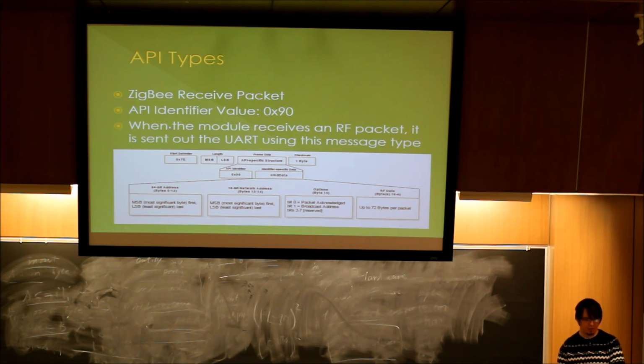And yeah, so the receive packet contains an API identifier of 90 in hex. You have a 64-bit address and a 16-bit address of the transmitting node. You have this options byte, which gives you broadcast address, packet acknowledged. I've never used these options here, so the manual will explain what these do. And then the data. For the lab, I don't think we're going to have to deal with a lot of these little specific options.